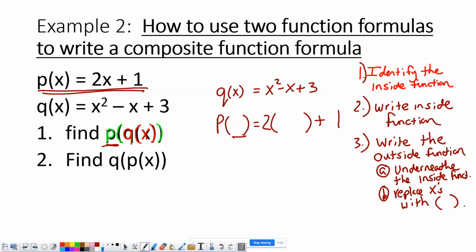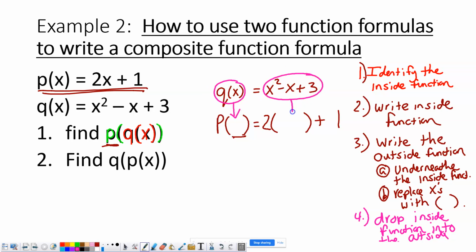All right. The last thing I'm going to do is I'm going to drop the inside function into the outside. And what do I mean by that? I mean I'm going to take this inside function and drop it down into there. And same thing on the other side, drop it down into there. And so now my final answer is going to look like this.